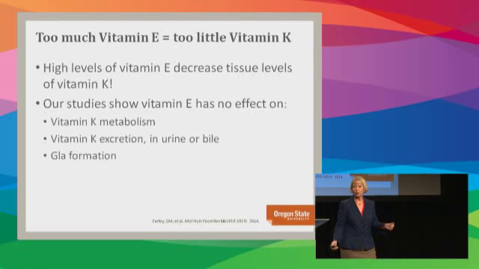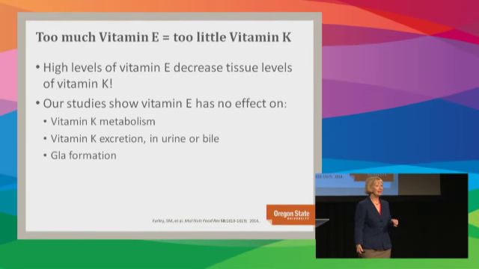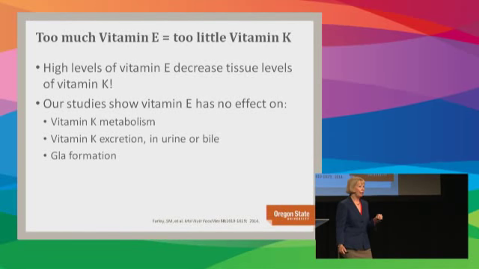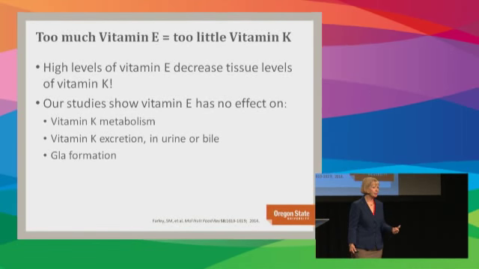Well, it's been very well known, probably more than 50 years, that if you feed a rat a high vitamin E diet, then that rat can have bleeding. We've measured tissue levels. The tissue levels of vitamin K are actually down. We looked very hard to see, is E causing K to be metabolized? Is it causing it to be excreted? What's going on? Could it be interfering with that recycling process? None of those things were true.